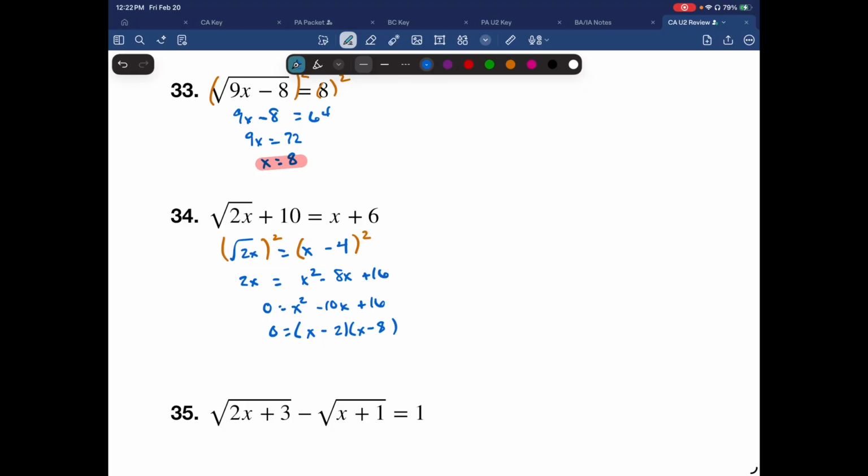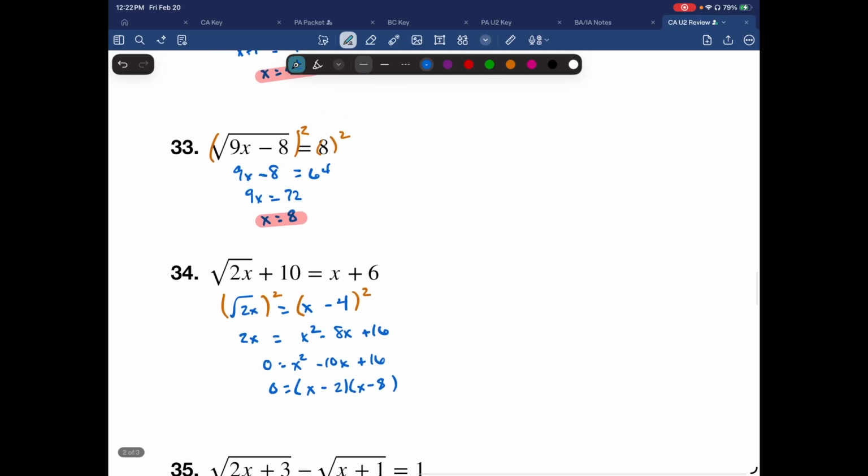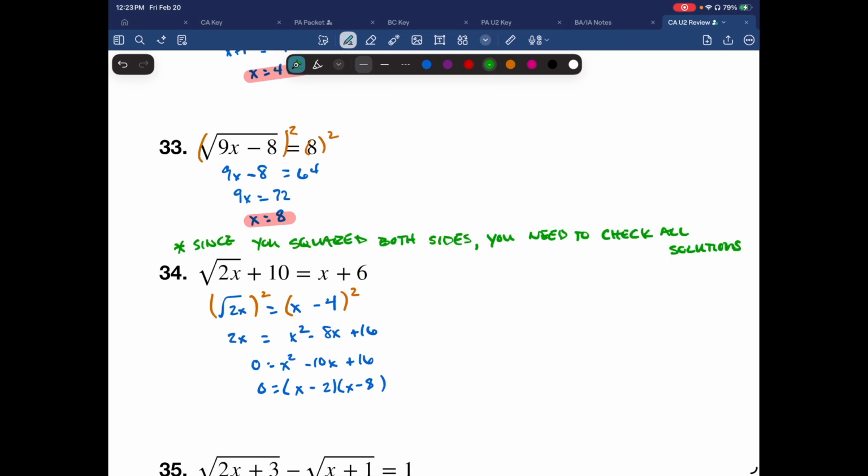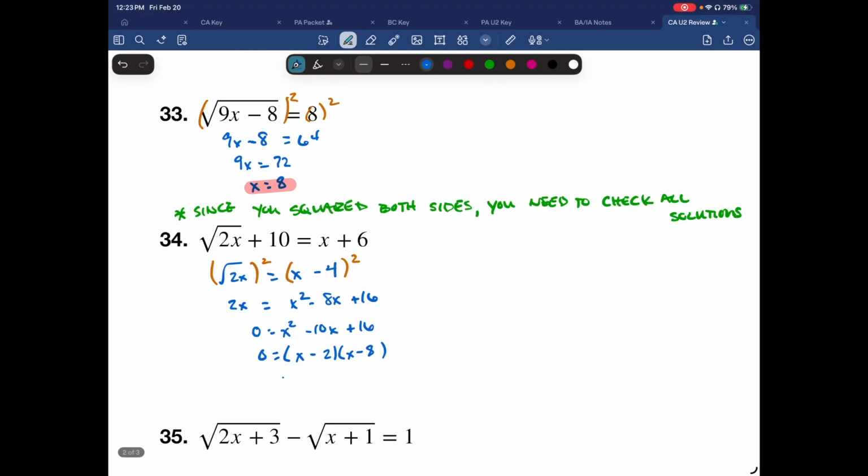Okay, so here's the kicker. Because I squared both sides here, I need to make sure that I check my solutions. So I squared and got multiple solutions, so I need to check this. Just as a reminder, since you squared both sides, you need to check all solutions. So let's do that. Well, first of all, x minus 2 equals 0. x minus 8 equals 0. So I got x equals 2, x equals 8. So I'm going to plug them both in.